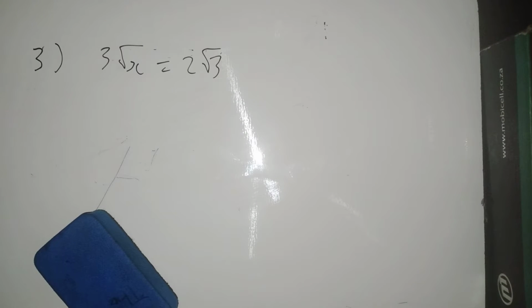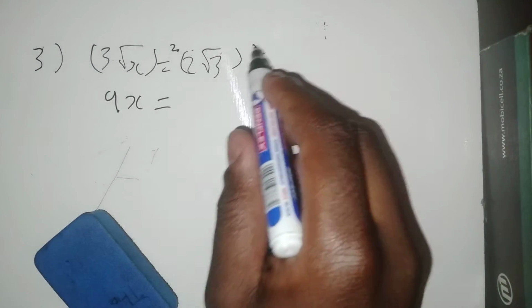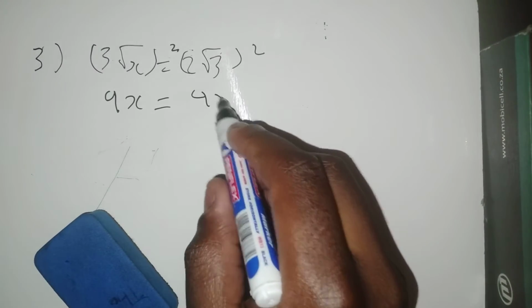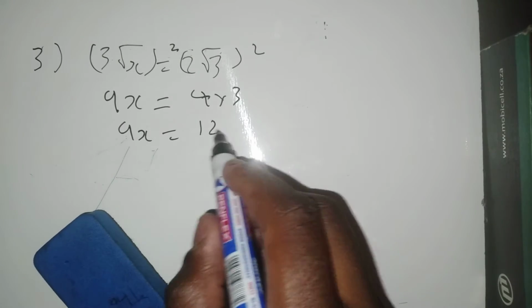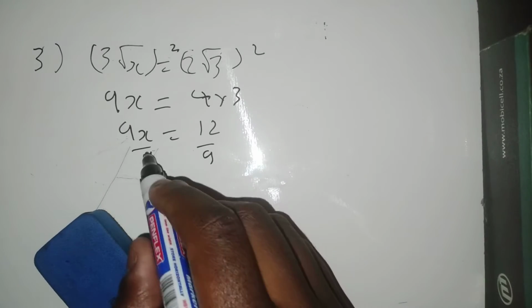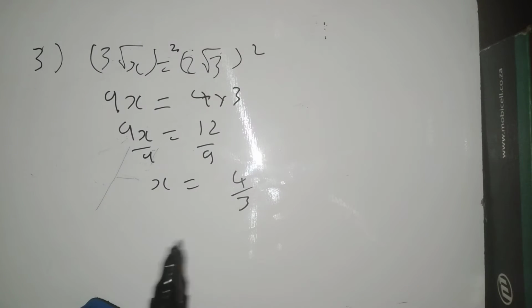So here's the third one. This is already isolated, so we just square both sides. This will become 9, the square will cancel the square root, and it becomes 9x. This becomes 4 times 3. And then this becomes 9x equals 12. We divide both sides by 9. We'll have 4 over 3. Let's check if it's valid.